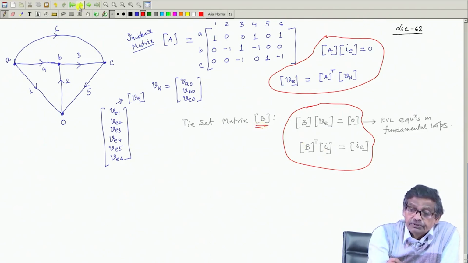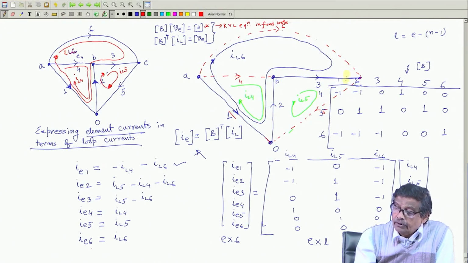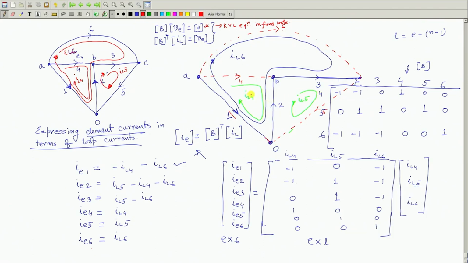What is this I L? You should be careful. Once we have decided about the fundamental loops, assign the loop currents. For example, this is the fundamental loop, this is I L 5. What is the direction of I L 5 chosen? Along the direction of the link current. Because it is a directed graph, I know this direction, it will be like this. Similarly, in this loop, this link current is I L 6, loop current, and for this loop current is like this. So, we applied KCLs and found out those relations. From this we got this particular relation.